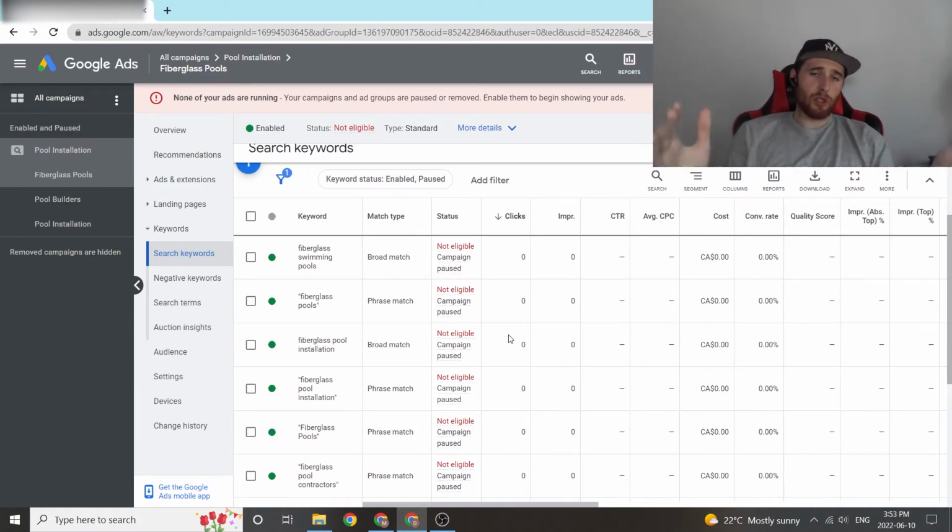Now, what should we do to replace single keyword ad groups? We should be using something called theming, or single topic ad groups. Essentially, as long as the ad copy is relevant to the given keyword, you can put as many keywords as you want in an ad group, provided it's relevant to the ad copy. If someone typed in this keyword and saw this ad copy and would go, yeah, that's exactly what I was looking for, leave it. You can add as many keywords as you want provided they're relevant.